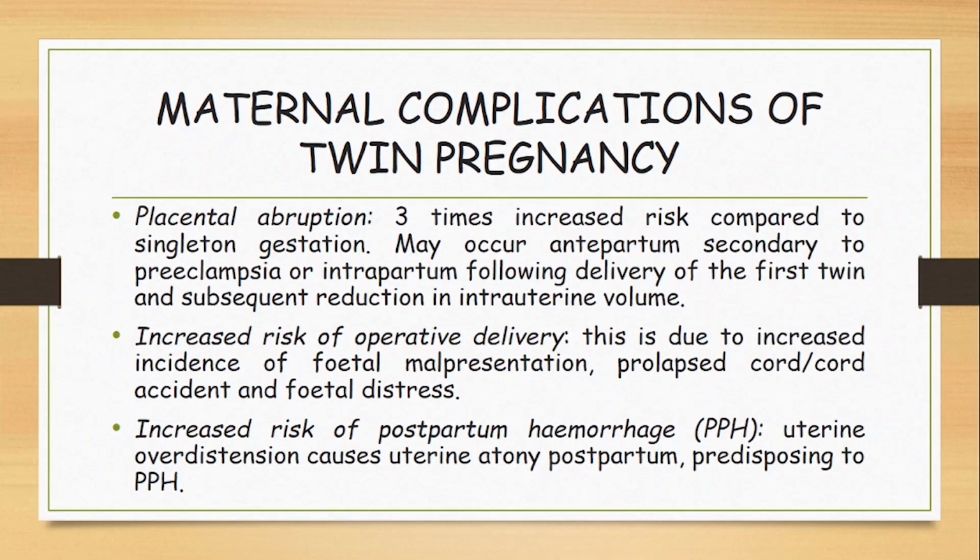There's an increased risk of operative delivery, usually due to fetal malpresentation, such as breech or transverse lie, cord prolapse or cord accidents, and fetal distress. All this can predispose to an increased risk of operative delivery. There's also an increased risk of postpartum hemorrhage from uterine overdistension, which causes uterine atony postpartum, predisposing to postpartum hemorrhage.